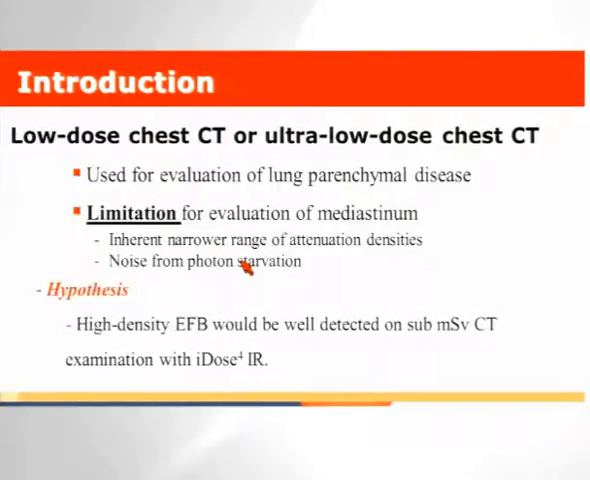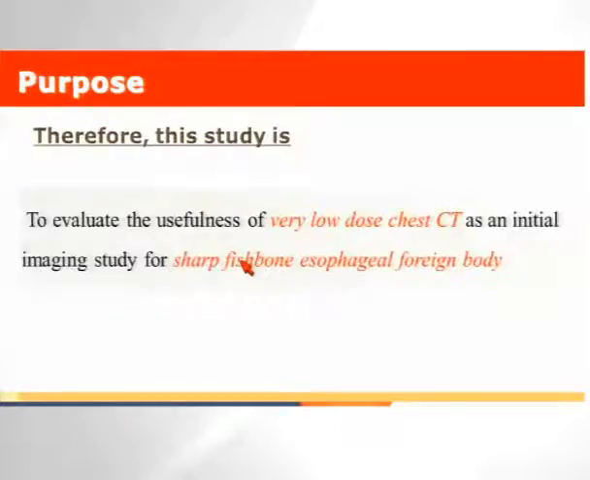Recently, we accumulated experience with CT examination using iDose 4. Empirically, we deduced that a high-density fragile foreign body would be well detected on sub-millisievert CT examination using iDose 4 IR. Therefore, this present study aimed to evaluate the usefulness of very low-dose chest CT as an initial imaging study for sharp fishbone esophageal foreign body.